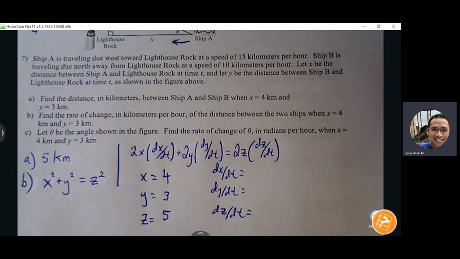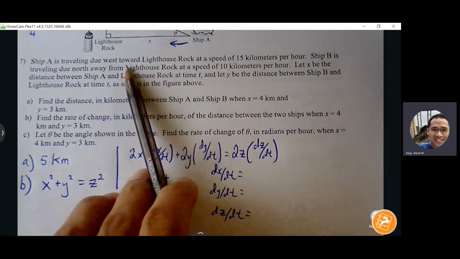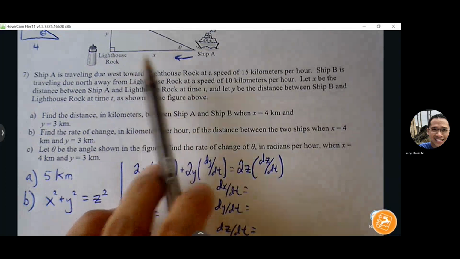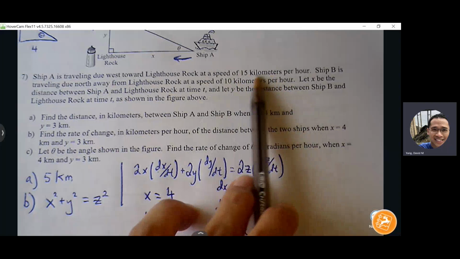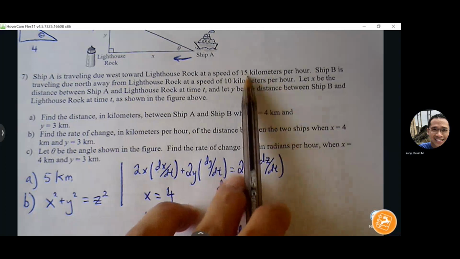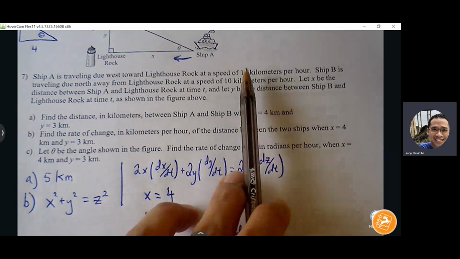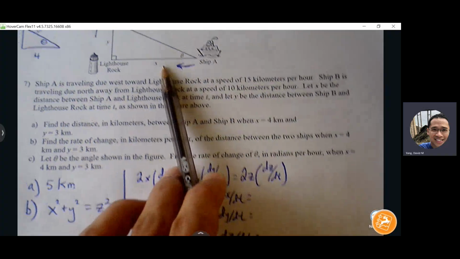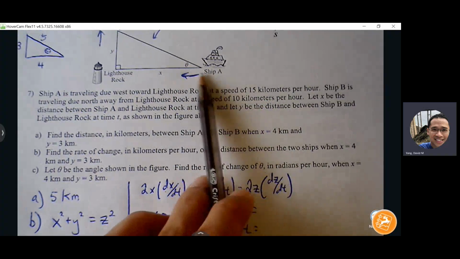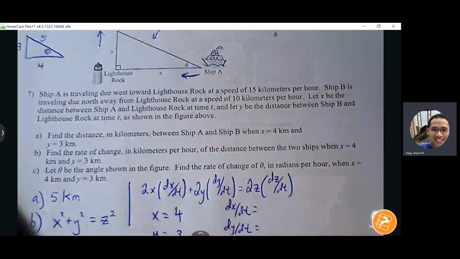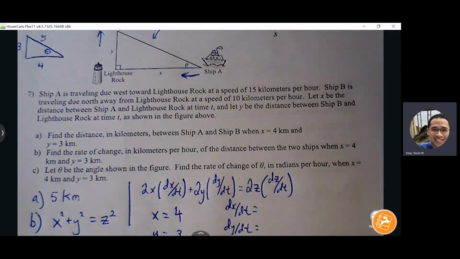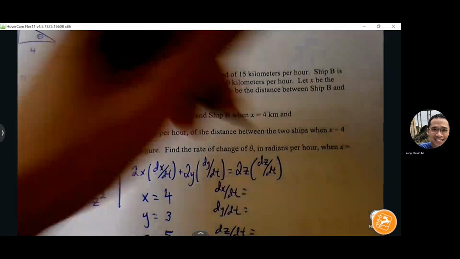Okay. Ship A is traveling west towards the lighthouse at a speed of 15 kilometers per hour. So what do we do with this number? And we assign it to what? dx/dt, right? And it's negative not because it's going left, but because that distance is getting shorter, right? We expect that length of that triangle to get smaller over time as ship A is heading towards the lighthouse.